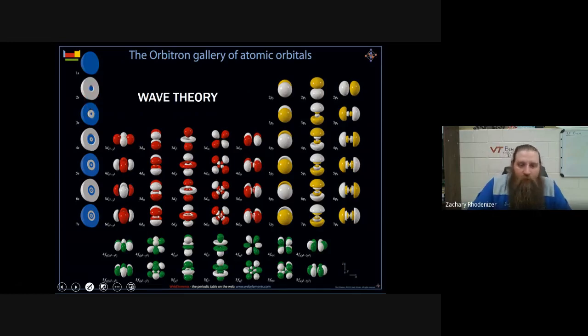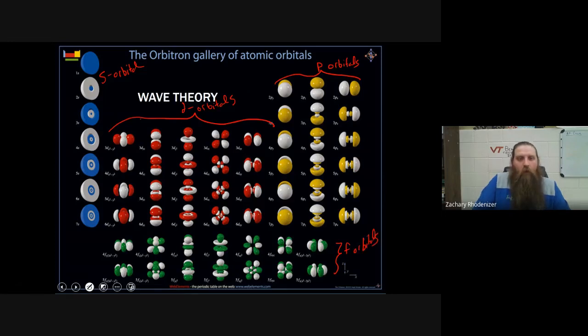Now, if you look over here at the d orbital, this one here in blue is the s orbital. The d block, the middle transition elements, these are called the d orbitals. They're on the d block of the periodic table. D orbitals. These are the p orbitals. And these are the f orbitals.